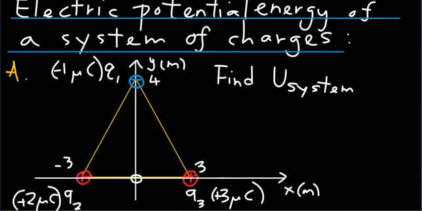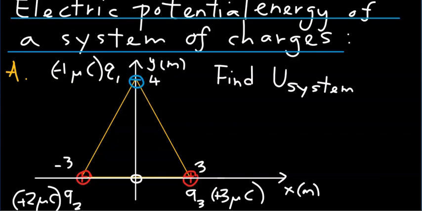To understand how to calculate electric potential energy of a system of point charges, let's look at the following system. In this system of point charges, you have 3 point charges. The first one is a negative charge located at coordinate (0, 4). So the y-coordinate of that negative charge is 4. It has a strength of -1 microcoulomb.